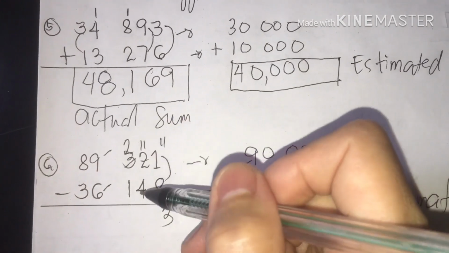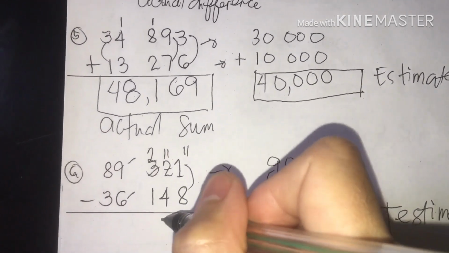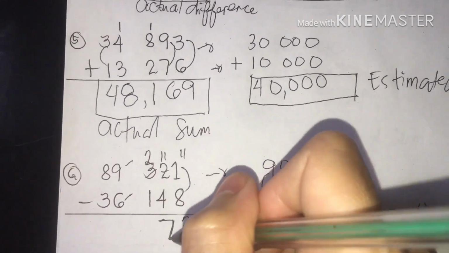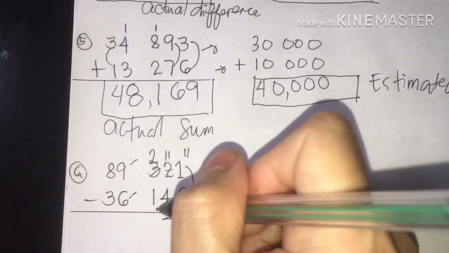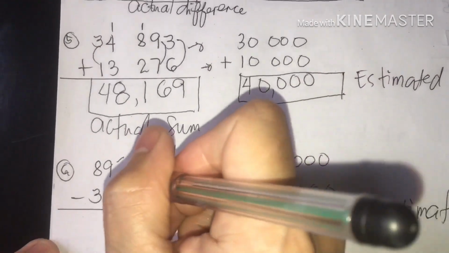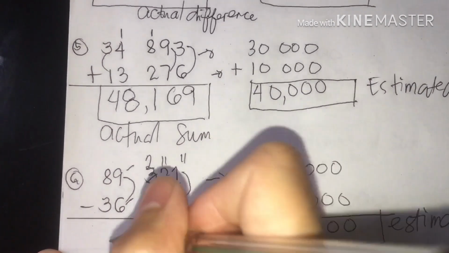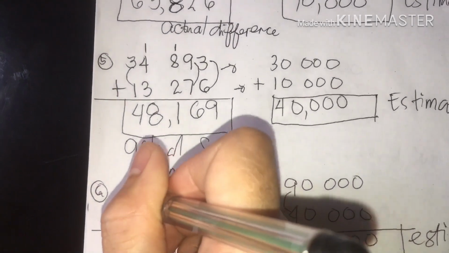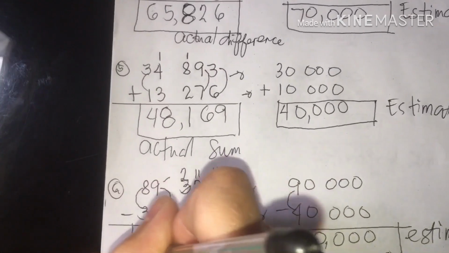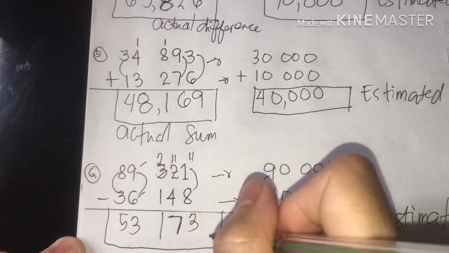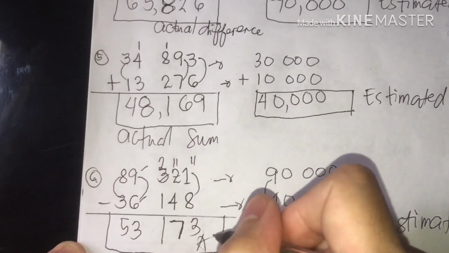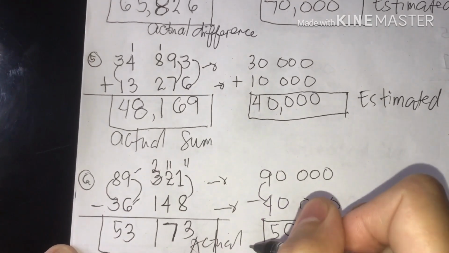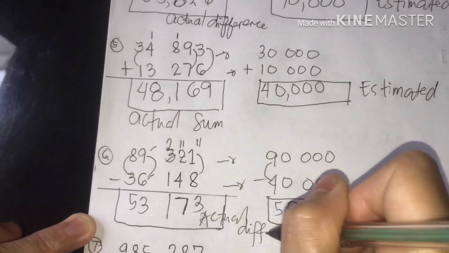Okay? We're going to write here. Next, 2 minus 1. We're going to write 1. 9 minus 6. Next, 8 minus 3. This will be our actual difference.